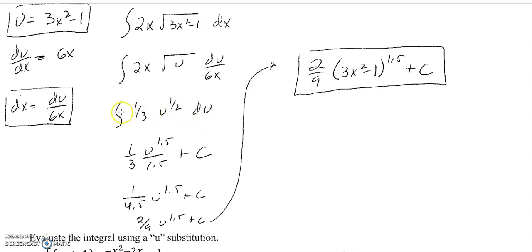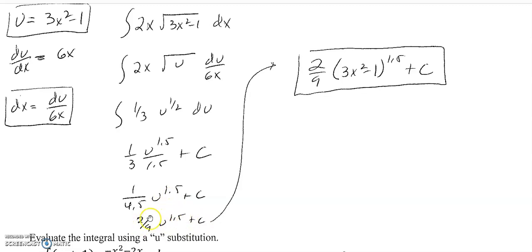Now we can take the integral. So the 1/3 stays in front. The integral of u to the 1/2, add 1, 1.5, divide by 1.5, plus c. 3 times 1.5 is 4.5 in the denominator, so we have 1 divided by 4.5, which simplifies to 2 over 9. u to the 1.5 plus c.